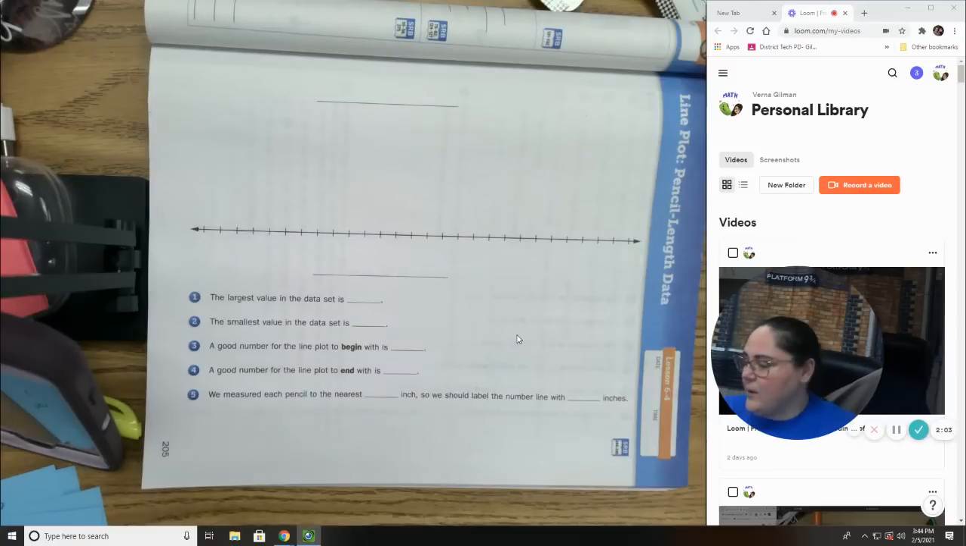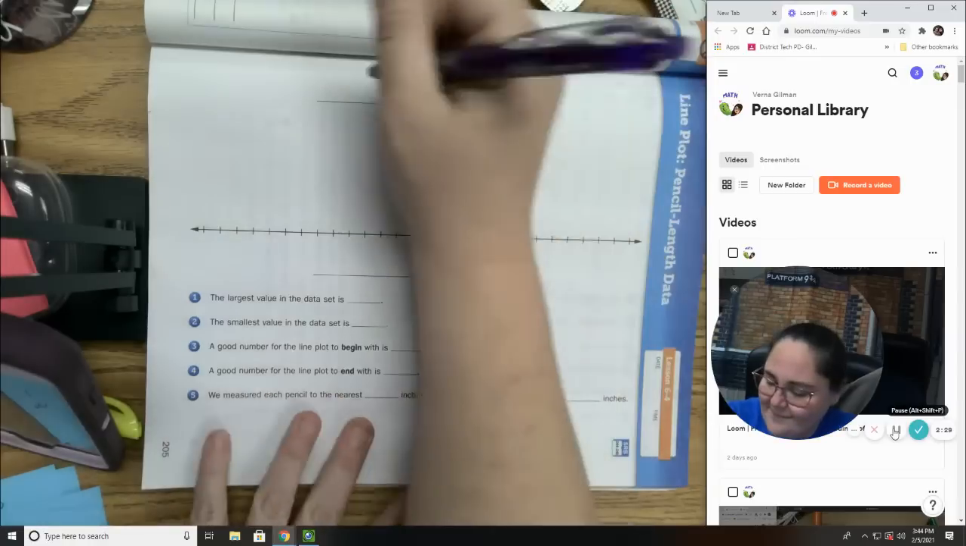So right now we're going to be looking again on page 205. When we're looking at a data set, when you're making a graph or a chart, you first need to have a title. I explained that we're going to be doing the lengths of pencils. So what would a good title be for this? What do you think? I mean, pencil length. That's what I'm going to use.